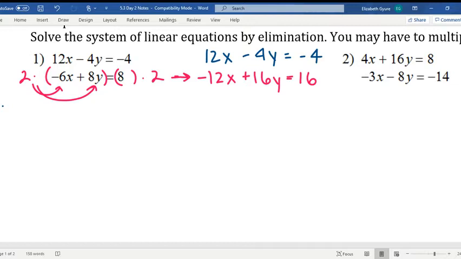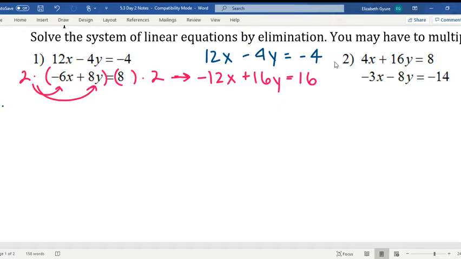Make sure we're writing this down. This is my new problem. I didn't do anything to my top equation. I left it the way it was. And I multiplied my bottom equation by 2. Now, if you guys take a look at this, do you see something that will cancel now? Anybody see something that'll cancel?